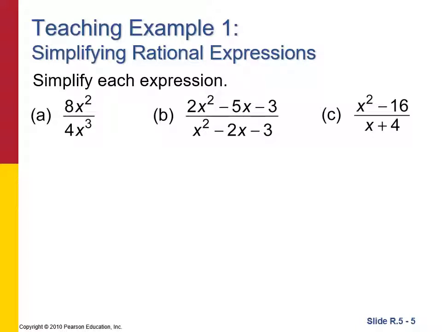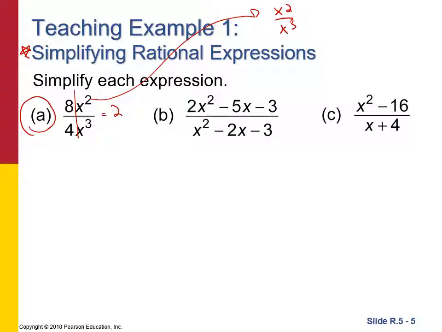So let's take a look at 8x squared divided by 4x cubed. We're going to simplify them. All right, so again, let's take a look here. 8 divided by 4 is 2, and then x squared over, sorry, not 3, x cubed.